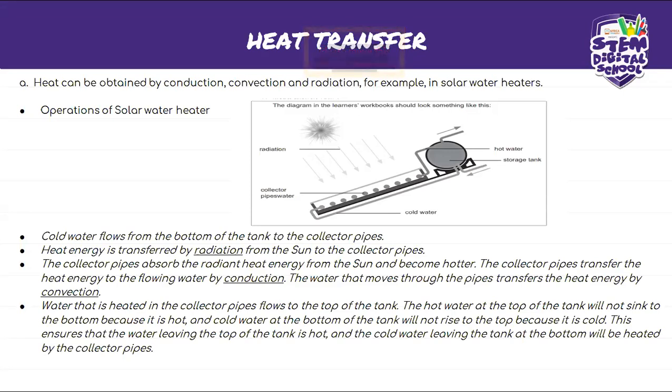So let's look at how the solar water heater operates. As we can see, this is just a simple diagram to illustrate it. So you have got the sun rays, then you have got the collector pipes, then you have got the storage tank.